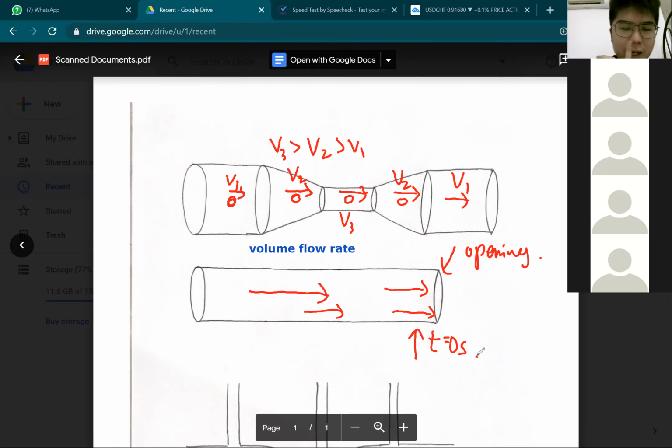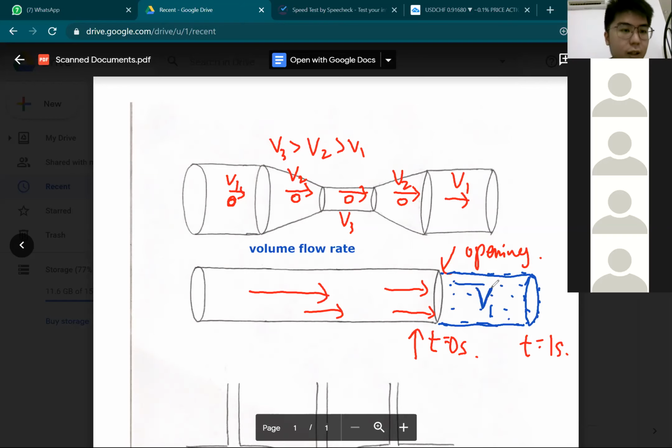Now t equals 0, we start the stopwatch. From 0 to 1 second, t equals 1. What is the amount of water flowing out in that 1 second? Let me draw it. Let's say this is the water flowing out like this. The dotted line is the water. Let's take this as volume 1, V1. Of course there's a certain volume of water flowing out from the opening in this 1 second.